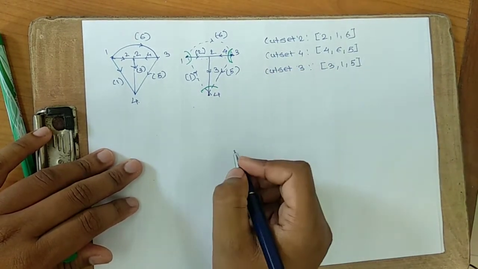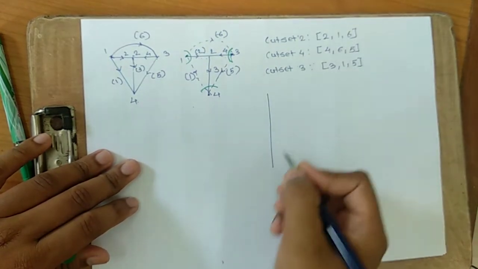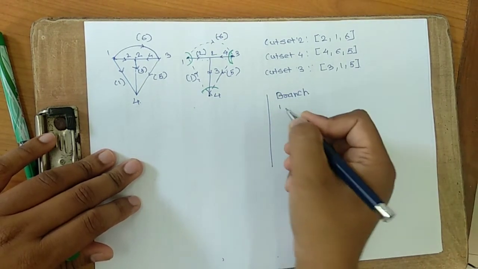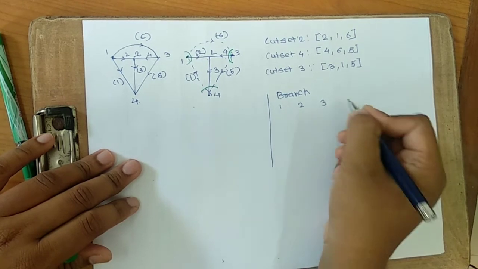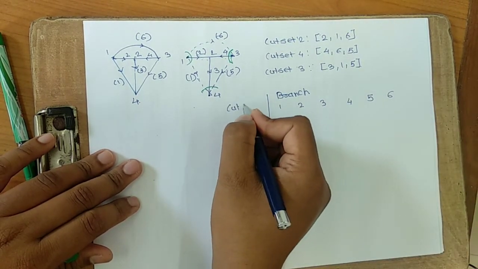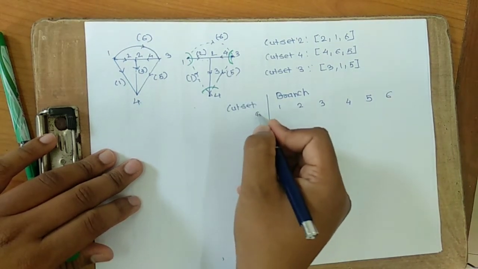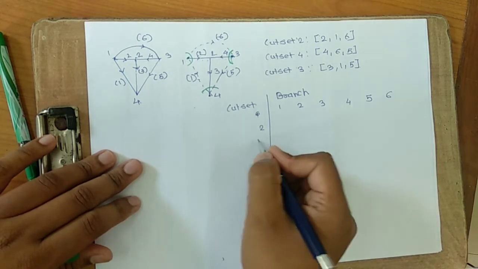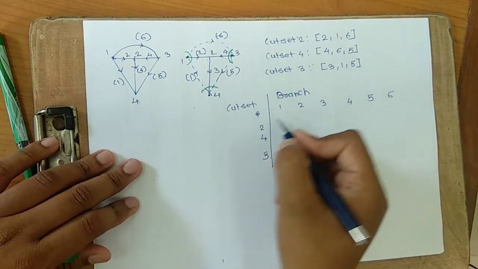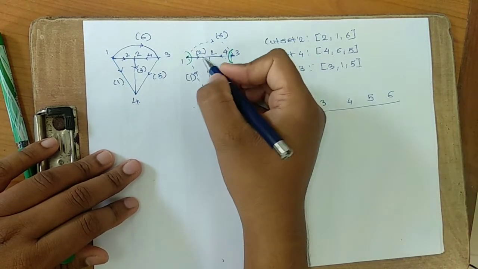Now we have to form the matrix. So how to find the matrix? Again, you know that branches are on the rows. How many branches? 1, 2, 3, 4, 5 and 6. And how many cut sets are there? The cut sets we have to form are second, fourth and third. Now the second cut set has the branches 2, 1 and 6.